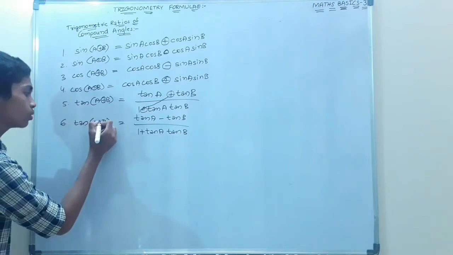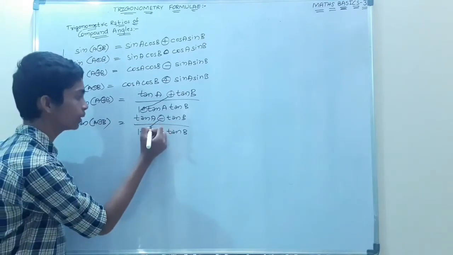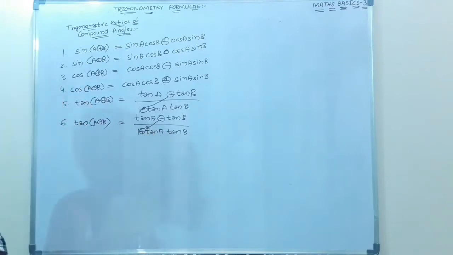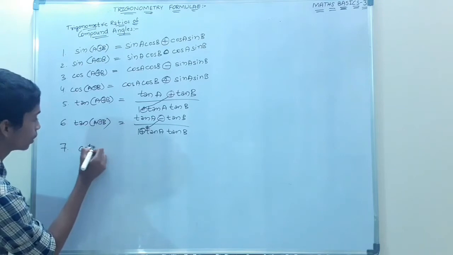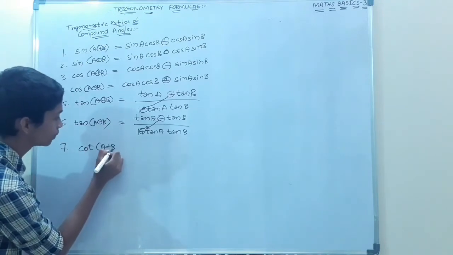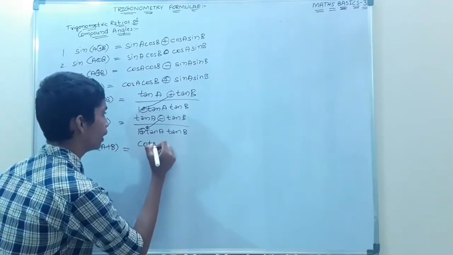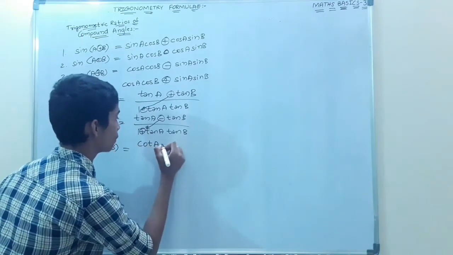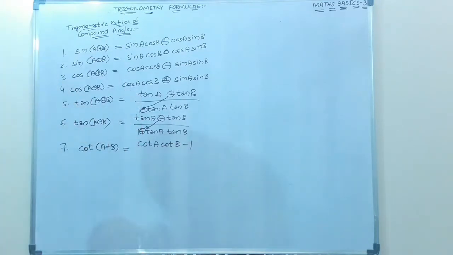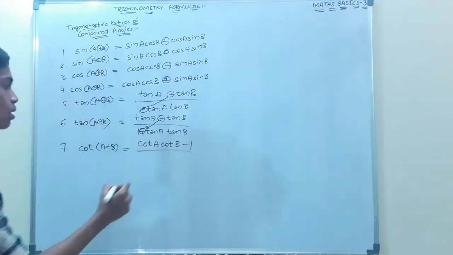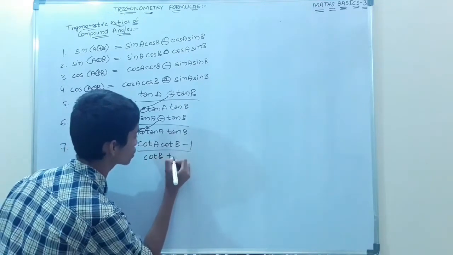And same here also, minus and minus for the numerator, and while coming to the denominator it is alternative plus. And coming to the seventh one, that is cot(A + B), that is cot A cot B minus 1 by cot B plus cot A.